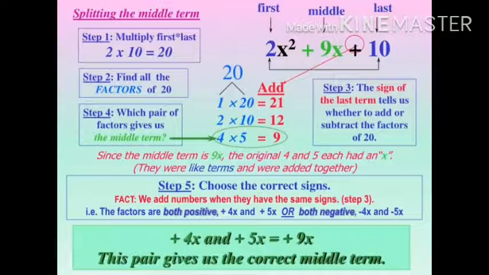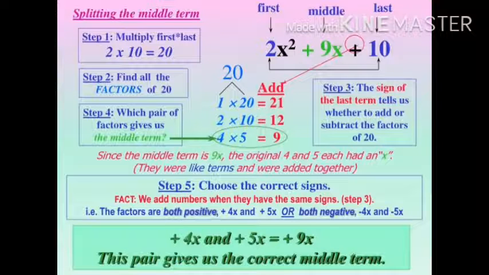Now see, splitting the middle term. Step 1, multiply the first and the last term, that is 2 times 10 becomes 20. Now find all factors of 20. So the factors of 20 are 1 into 20, 2 into 10 and 4 into 5. Now add these numbers or subtract. So the first becomes 21, the second becomes 12 and the third becomes 9. Now the product is 20 and the sum is 9.